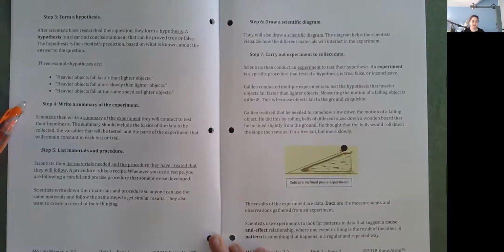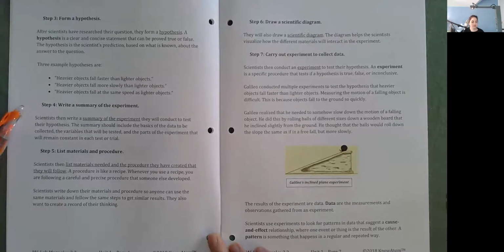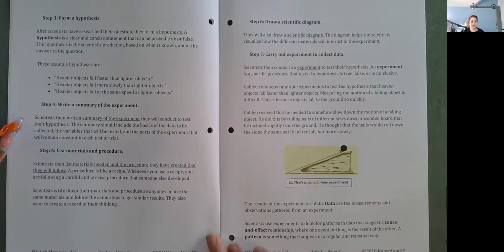Step 4, write a summary of the experiment. Scientists then write a summary of the experiment they will conduct to test their hypothesis. The summary should include the basics of the data to be collected, the variables that will be tested, and the parts of the experiment that will remain constant in each test or trial.